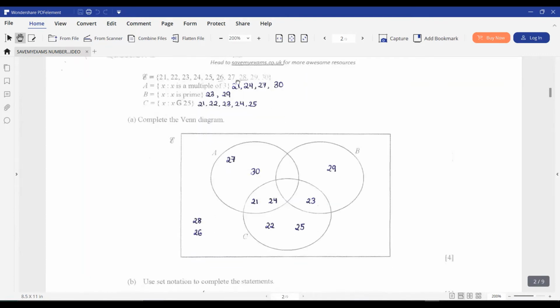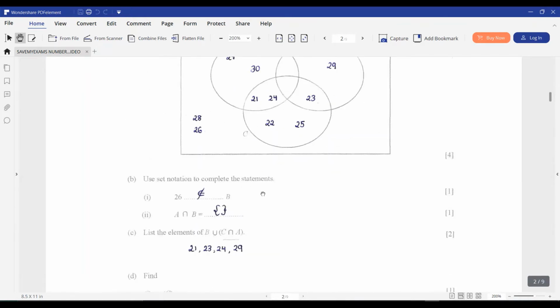27 is only in set A, so it falls here. 30 is also only in set A and so falls here. 24 and 21 are shared between A and C and so fall in the intersection. Set B shares 23 with C and so falls in this intersection. 29 is only in B and falls here. However, 22 and 25 are alone and so fall inside the circle of C alone, and they are not shared by any other set. However, 26 and 28 haven't been used and so they fall outside the Venn diagrams as they are part of the universal set.